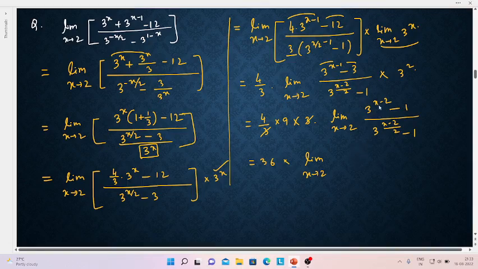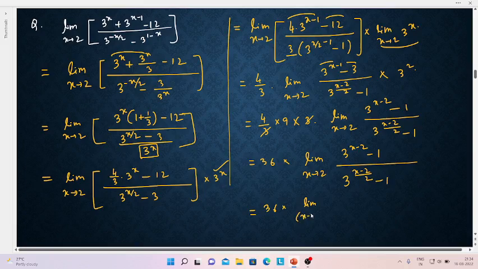we will have 3 to the power x minus 2 minus 1, and that will have 3 to the power x minus 2 upon 2 minus 1, right. So the next step will be, since x tends to 2, we can write x minus 2 as tending to 0, right. So that will be 36 times limit x minus 2 tends to 0. So the numerator should be divided by x minus 2, and the denominator should be divided by x minus 2, right.